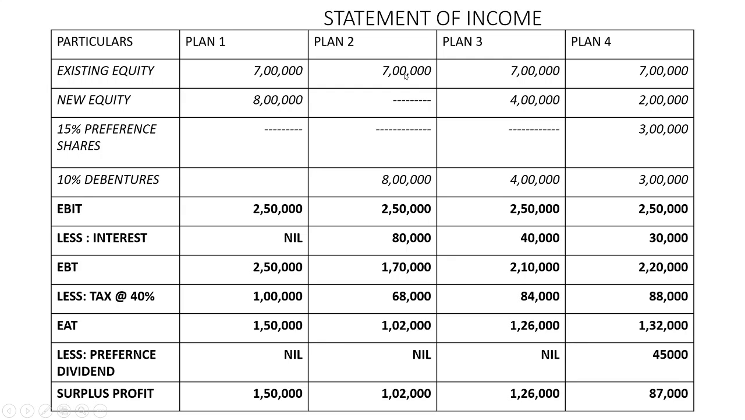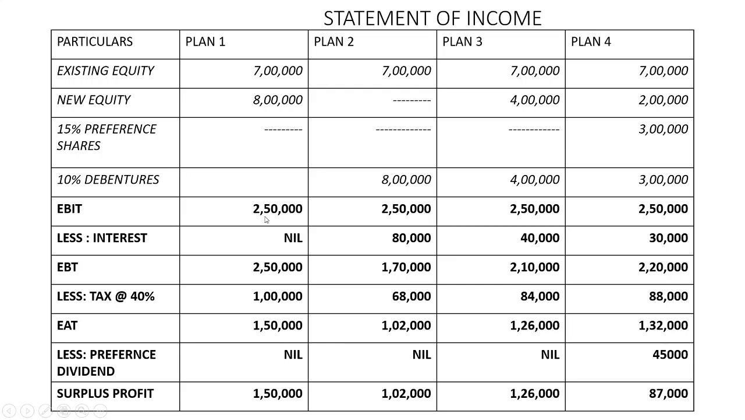And second plan, you can see existing equity 7 lakh, there is no new equity, no preference shares, only 8 lakh will be raised by 10% debentures. In plan 3, you can see existing 7 lakh rupees, the new 8 lakh rupees will be raised by equity 4 lakh and debentures 4 lakh. In the last plan, plan 4, existing share capital 7 lakh and 8 lakhs will be raised this way. New equity 2 lakh, preference shares 3 lakh and debentures 3 lakh rupees. And now we begin with the statement of income.